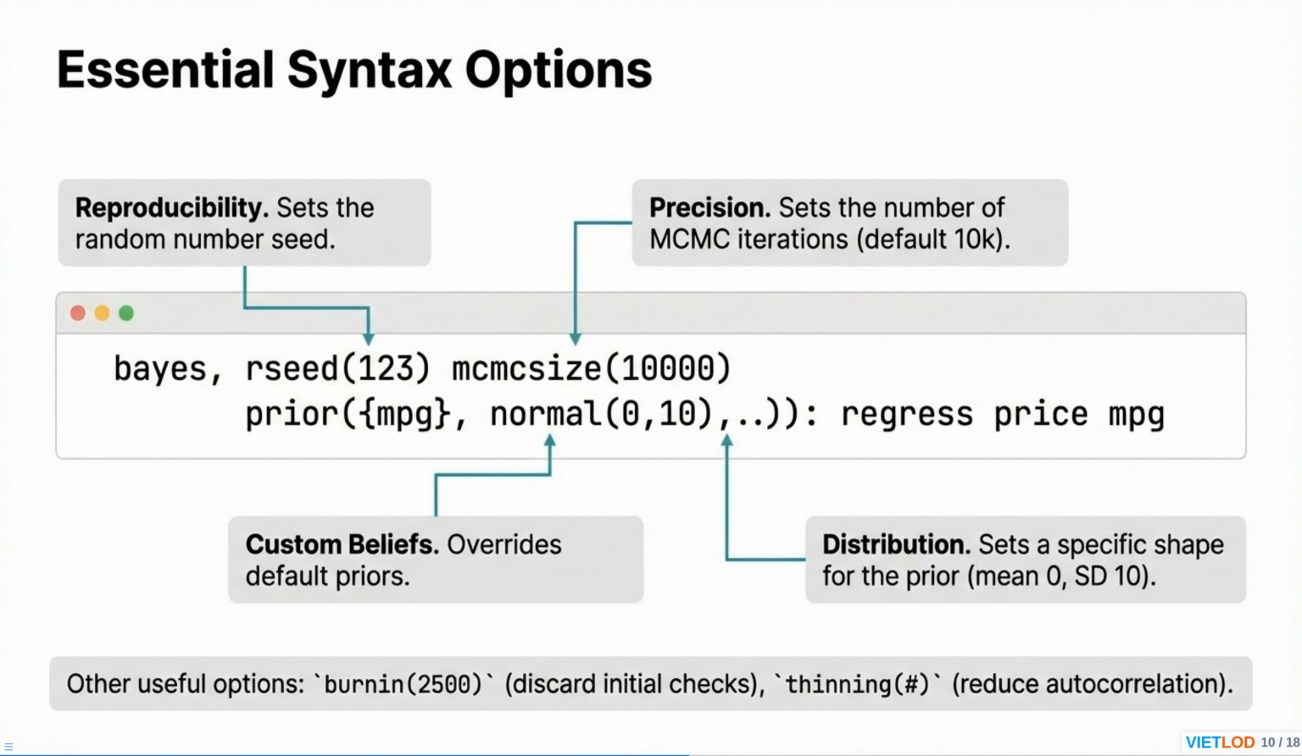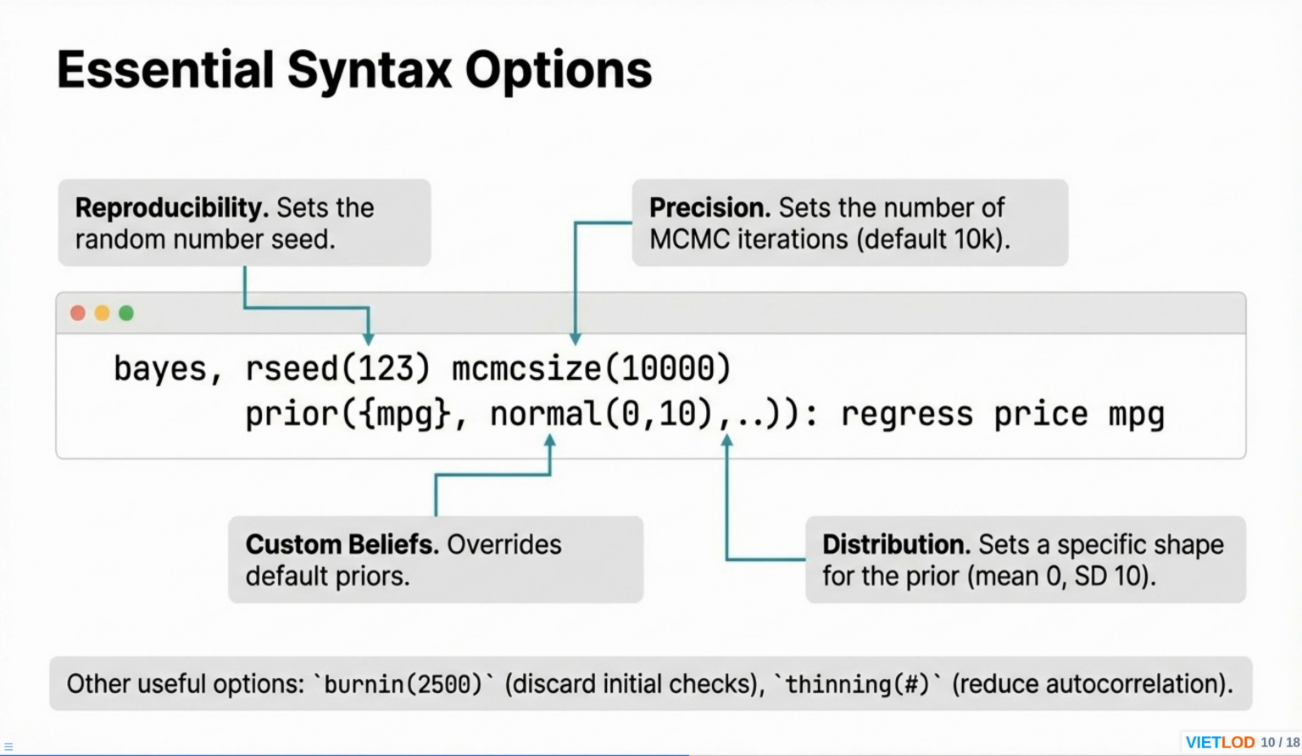While the bayes prefix offers great simplicity, you'll often want finer control over the Bayesian estimation process. This slide highlights some essential syntax options. To ensure your research is always reproducible, it's crucial to use the rseed option. This sets the random number generator seed, so you get identical simulation results every time you run your code. The mcmcsize option allows you to specify the number of Markov chain Monte Carlo iterations, directly impacting the precision of your posterior estimates. The default is often 10,000, but complex models may require more.